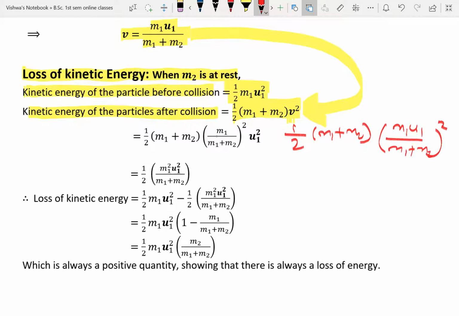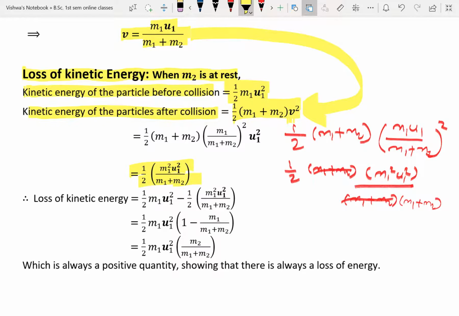So this can be written as 1/2 (m1 plus m2) into m1 square u1 square divided by (m1 plus m2) into (m1 plus m2), because it is squared. So this m1 plus m2 gets cancelled. The remaining is 1/2 into m1 square u1 square by (m1 plus m2). So that is here.